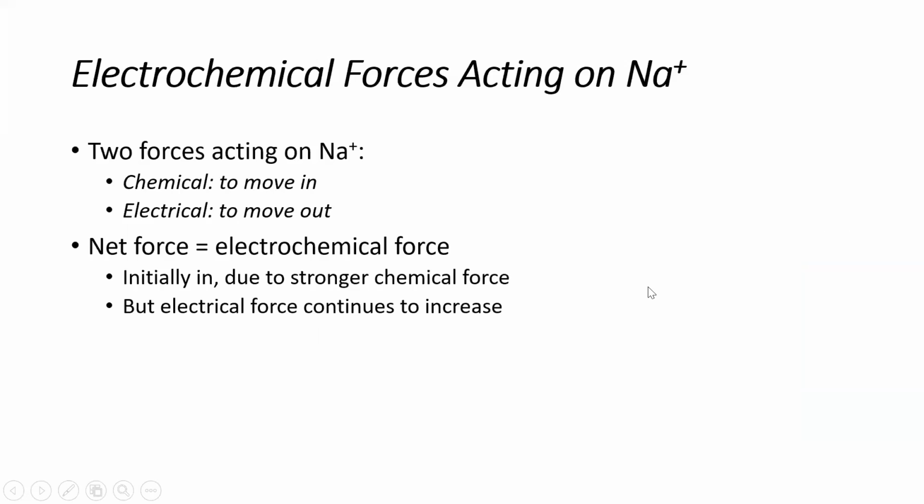And so to summarize here, we have a chemical movement of sodium into the cell that is opposed by an electrical movement of sodium out of the cell. And so the net electrochemical movement is initially into the cell because of a stronger chemical force, but the electrical force is going to continue to rise, and we're going to see how that kind of combats the chemical force.